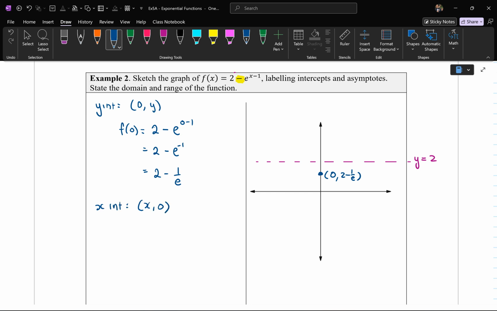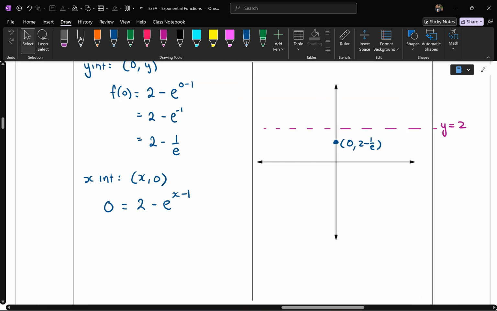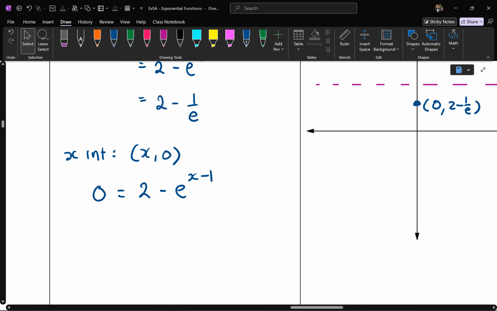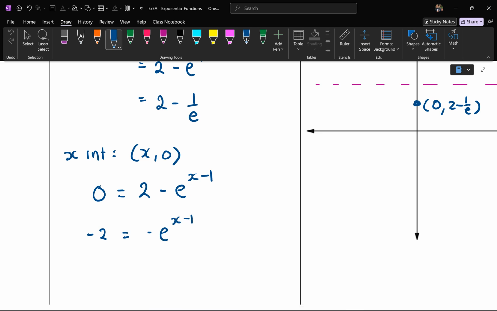Let's find the x-intercept. X-intercept is when y is equal to 0. So 0 is equal to 2 minus e to the power of x minus 1. Here we go. Minus 2 on both sides. Again, negative 2 is equal to negative e to the power of x minus 1.